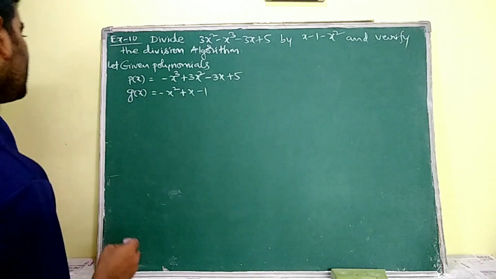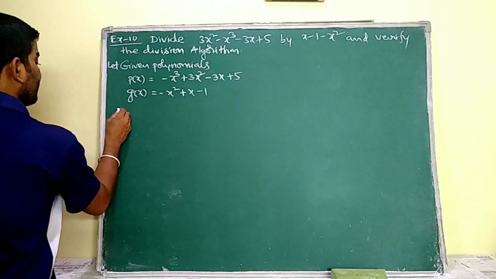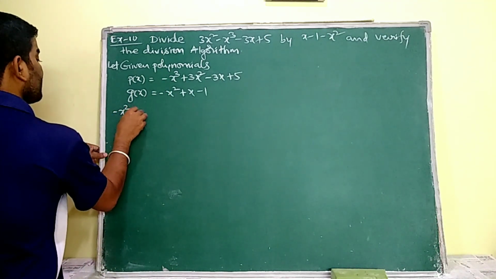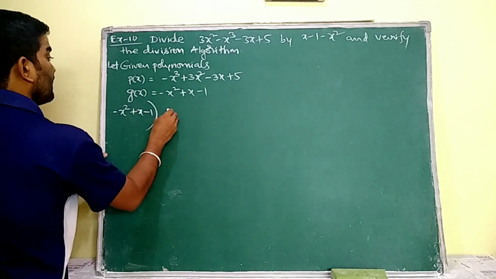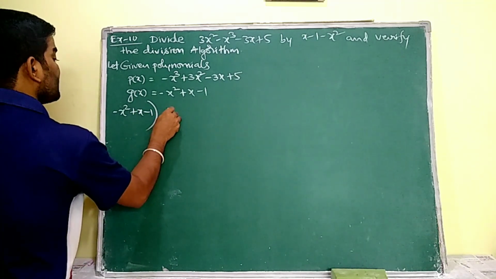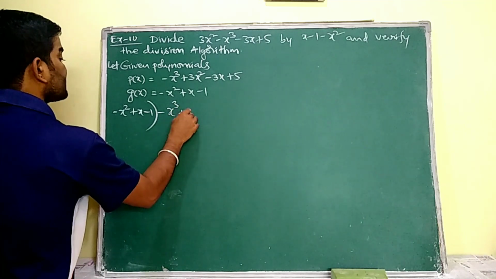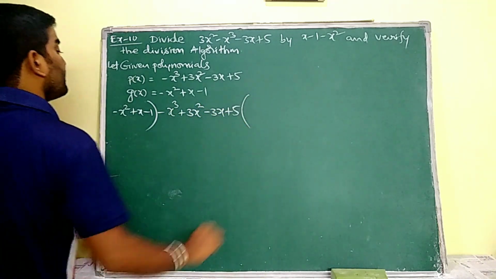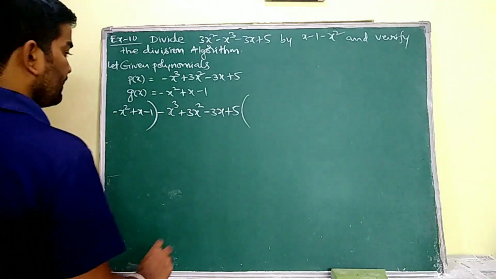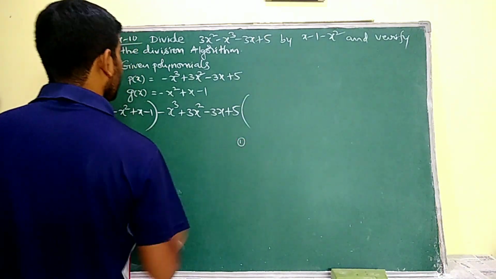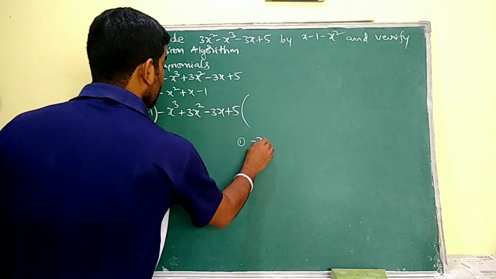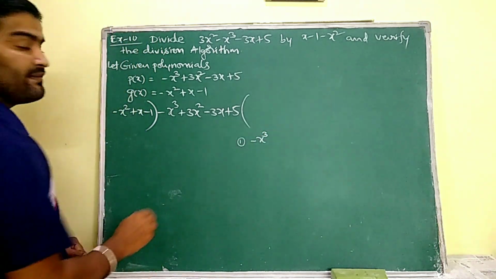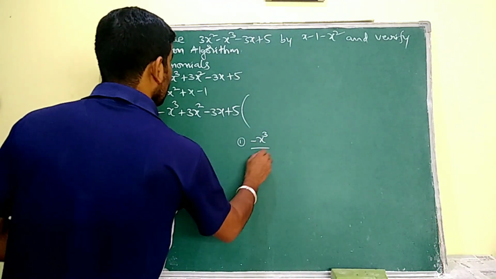Now I have to divide this P of x by g of x, that is minus x square plus x minus 1, which is going to divide minus x cube plus 3x square minus 3x plus 5. Here we are going to calculate the first term of the quotient. The first term of the quotient means we have to divide the first term of the dividend by the first term of the divisor.